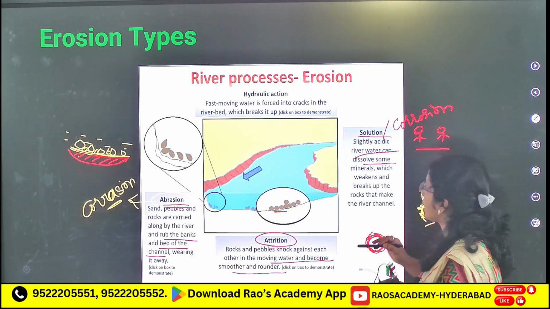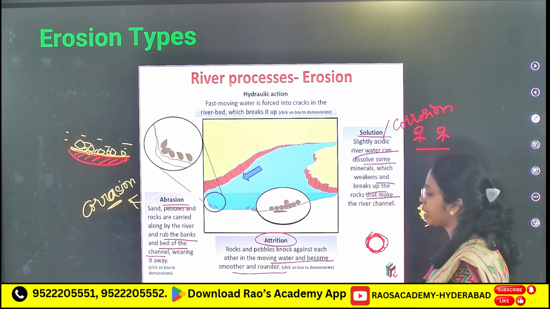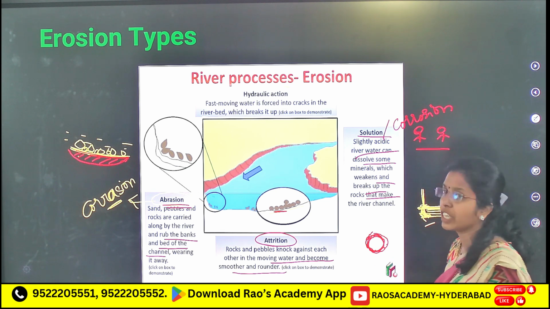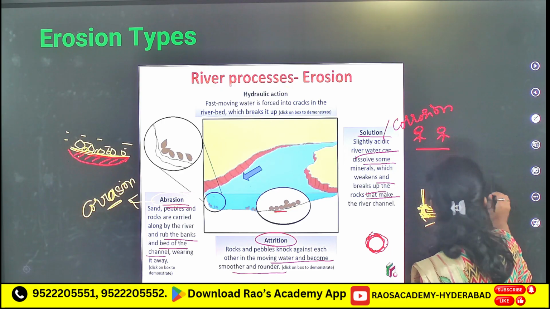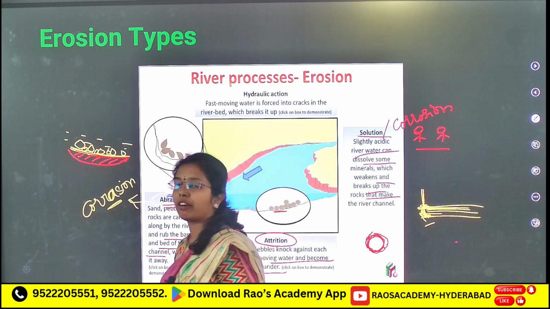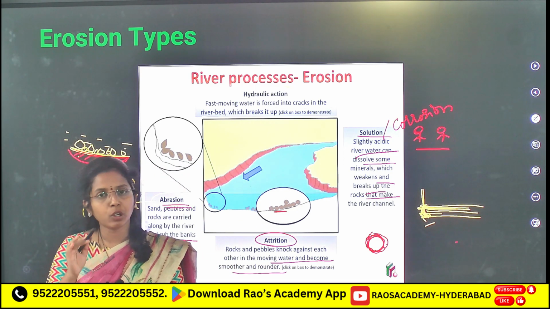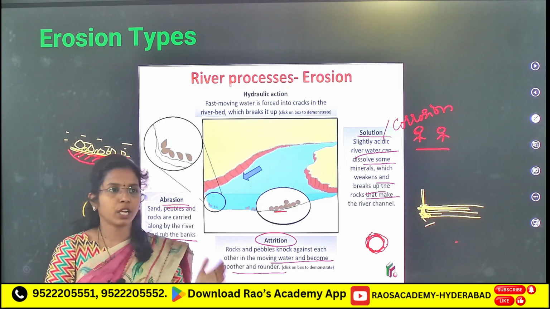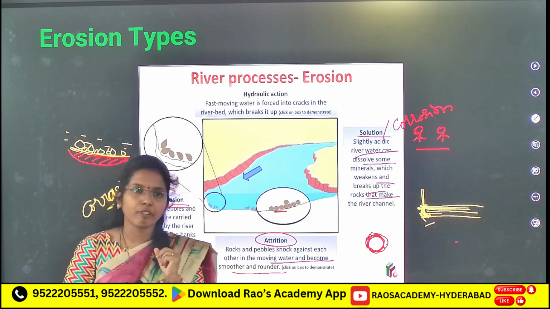River water can dissolve some minerals, which weakens and breaks up the rocks that make the river channel. Now we have seen erosion types. Based on these erosion types, we are going to see different types of landforms. Before going into landforms, we have to learn the stages of the river course. Why? Because at the younger stage you see different types of landforms, and at the mature stage or at the last or old stage you will see different types of landforms.